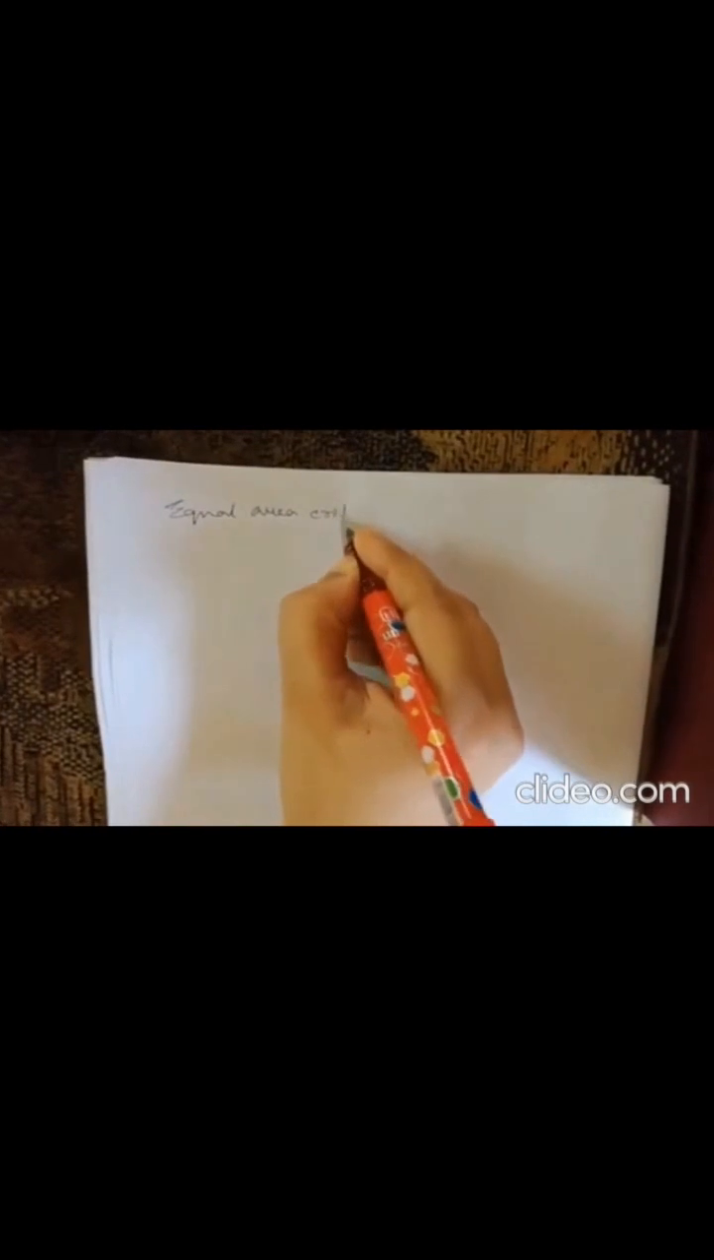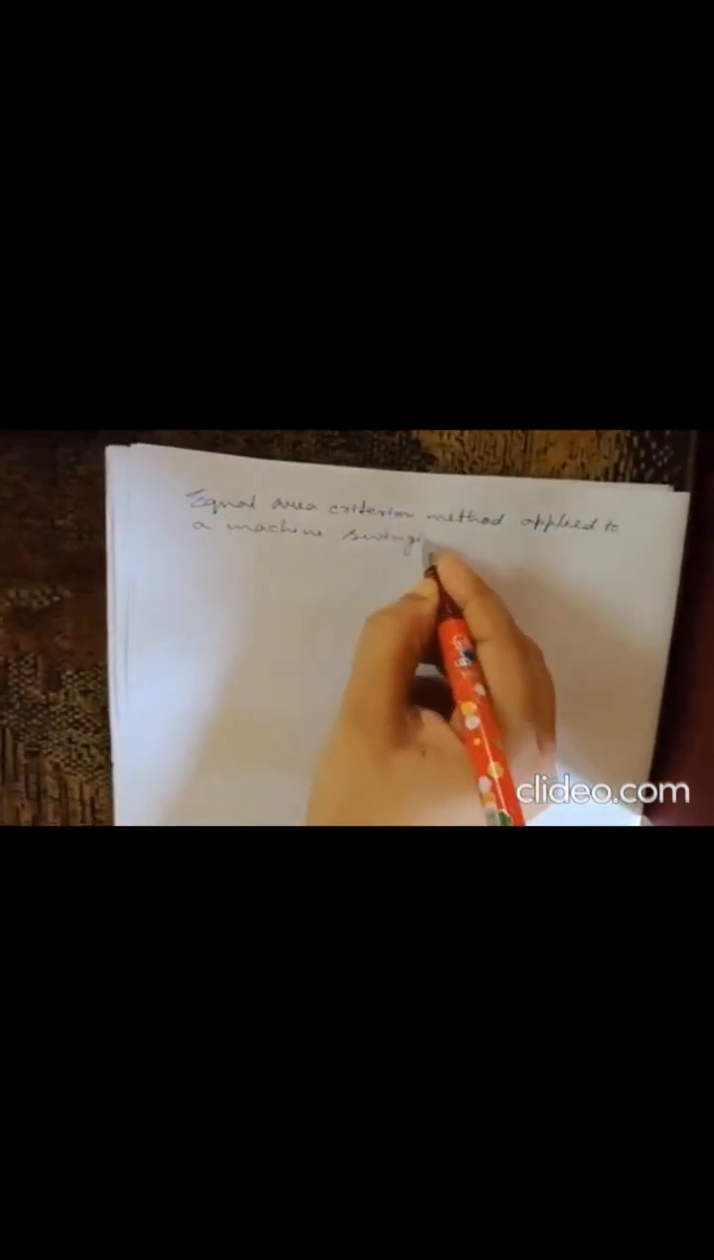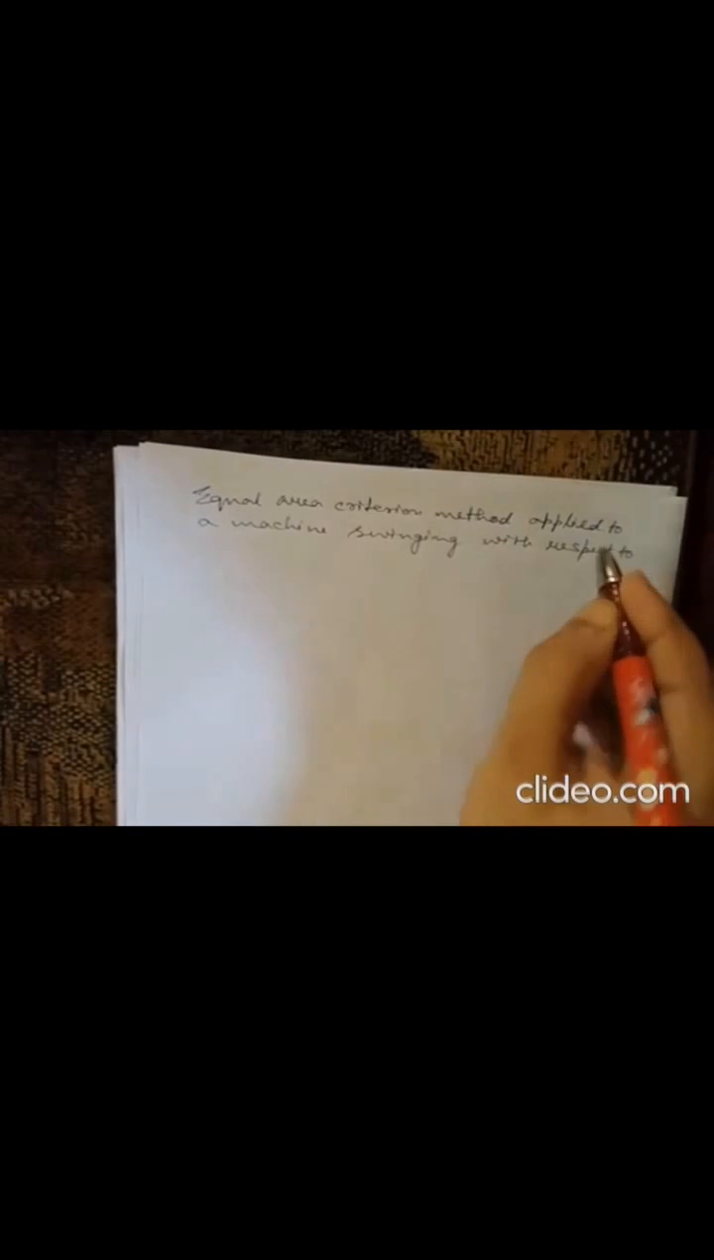Now to this topic: the equal area criterion method applied to a machine swinging with respect to an infinite bus.